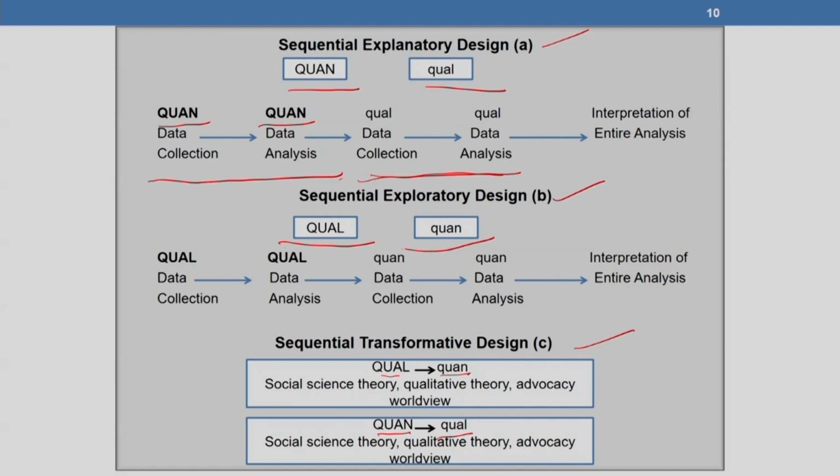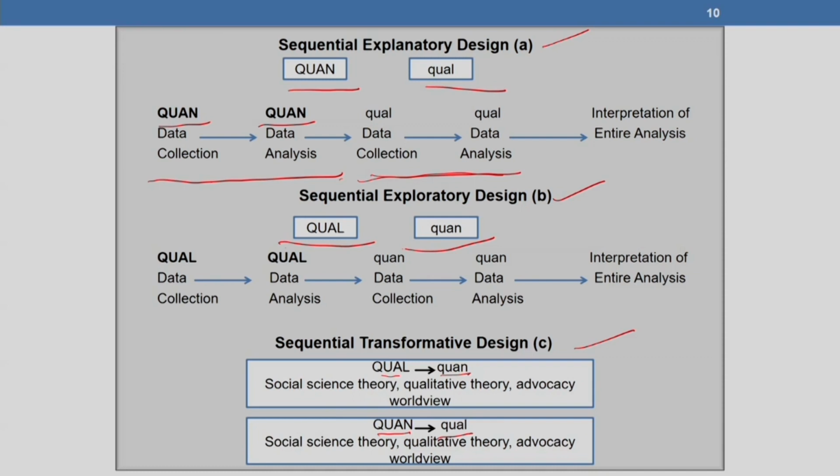Why? Because the transformative designs are at the end of the process trying to bring about some kind of change, and therefore advocacy is the main hallmark of sequential transformative designs. So, these are three different forms of sequential designs which researchers might want to show in their research proposal, and then in discussion with the supervisors or the committees may want to frame research questions that fit each of these. So, in the third part we will come to how the research questions can be presented in a research proposal.